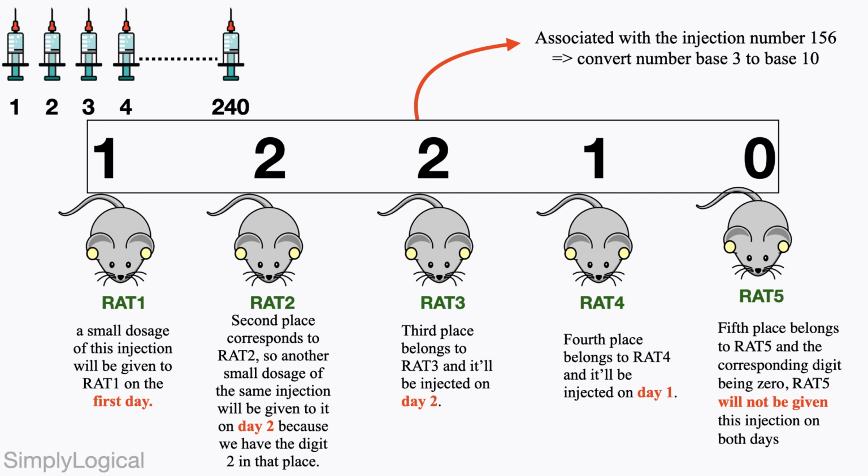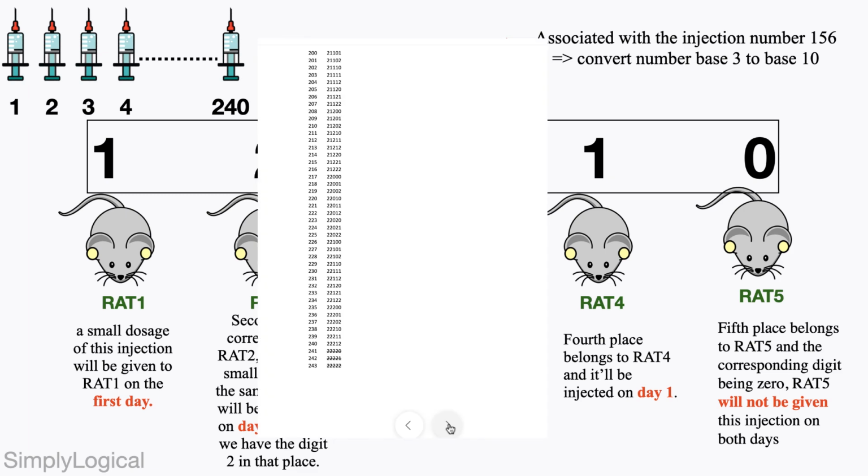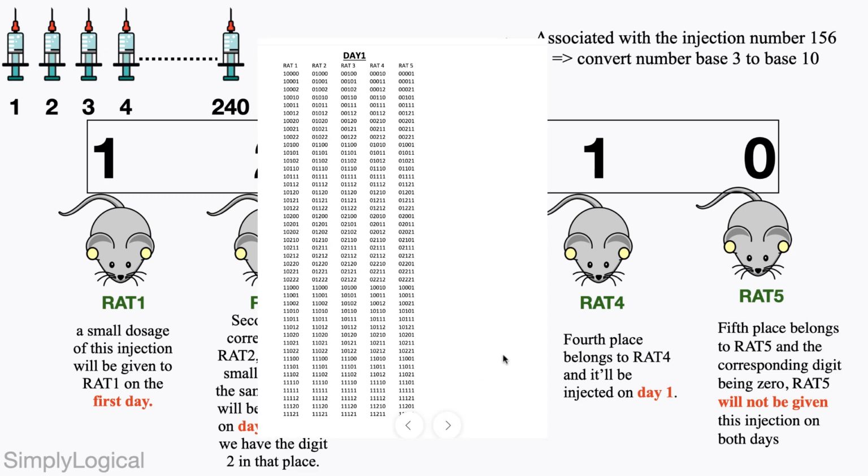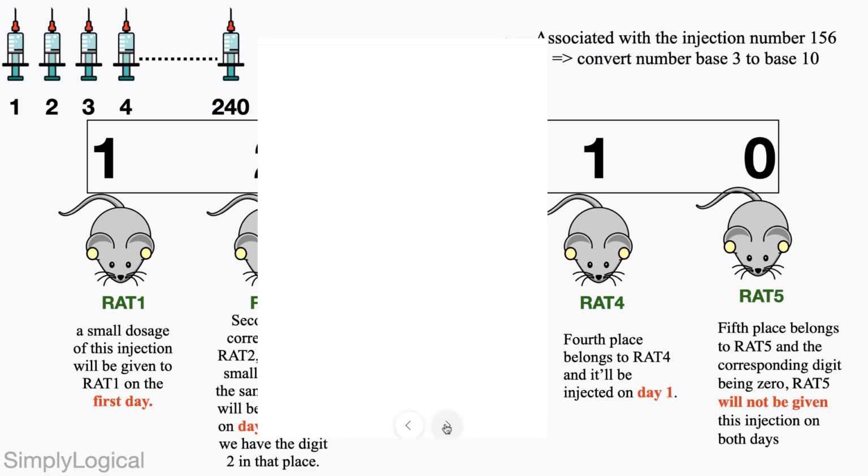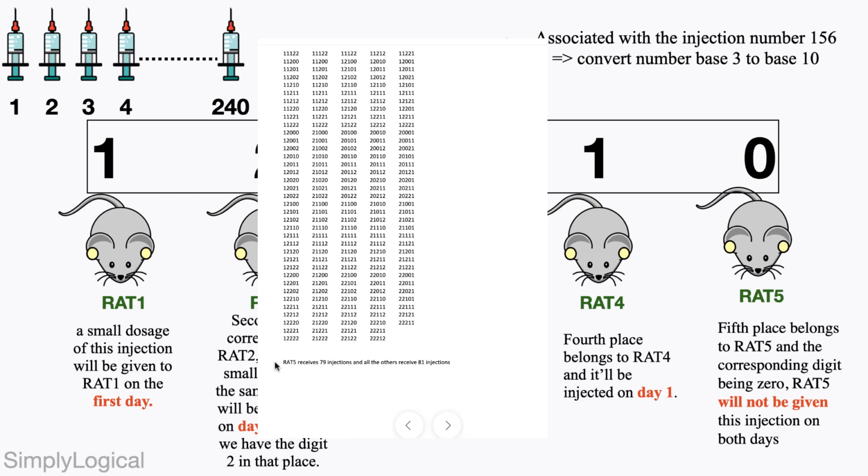In a similar way, we inject each of those 240 injections by following the label instructions given on them. Here I have made a list of injections received by each rat on both days. Have a quick glance at them if you are still confused with the labeling.